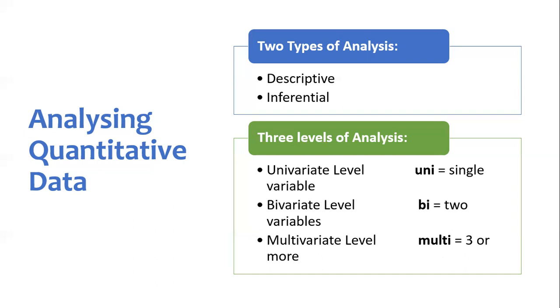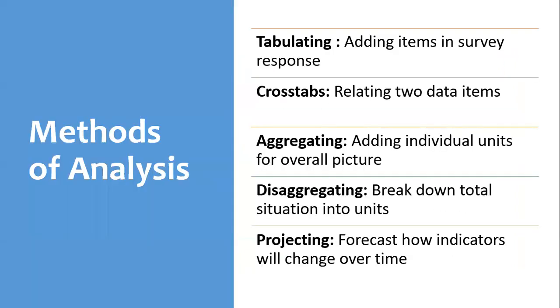And there are three levels of analysis that could be done. Univariate analysis, where you work with one variable alone, looking for the frequency of the variable, looking at the percentage or proportion of the variable. Bivariate analysis, where you are working with two different variables. Then multivariate analysis, where you are working with three or more variables. So the different methods of analysis that you can do: you can tabulate. You can tabulate your responses.